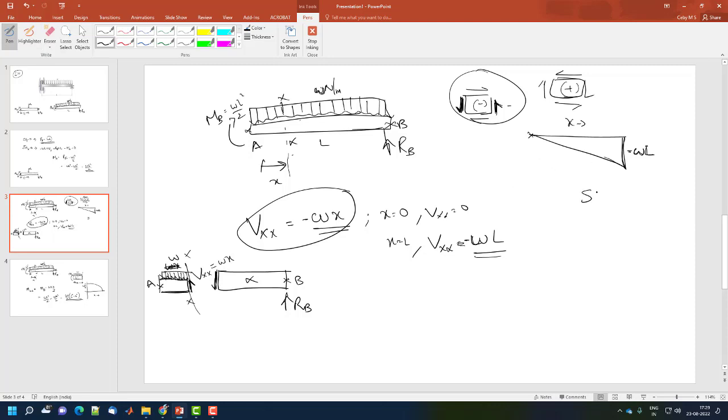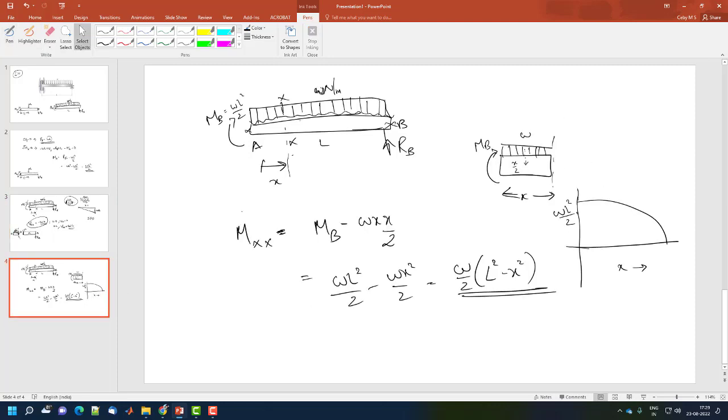So this is the shear force diagram. This is the bending moment diagram. Okay, thank you.